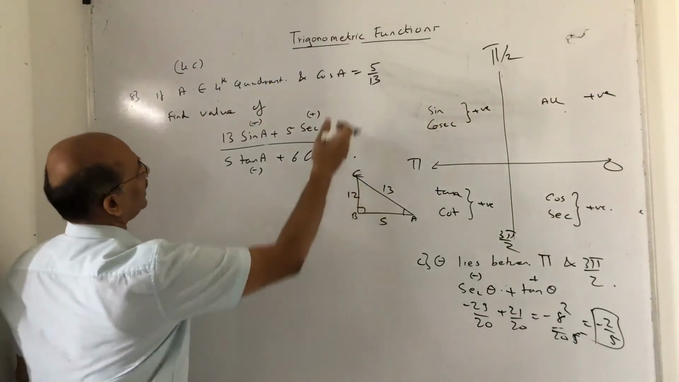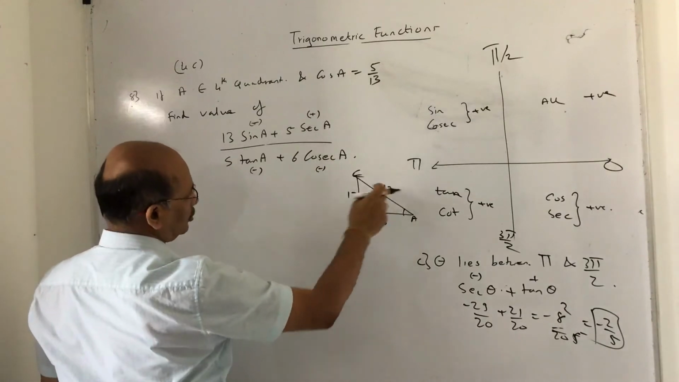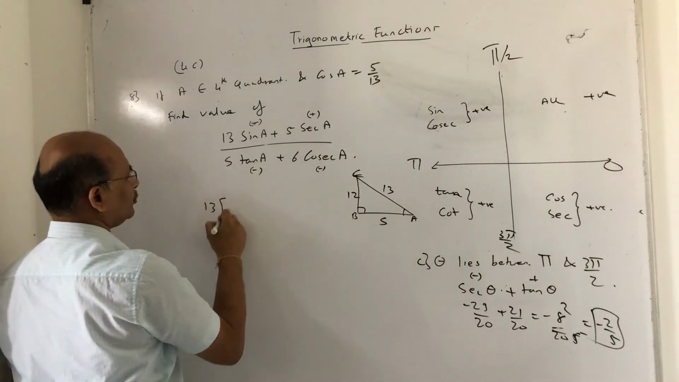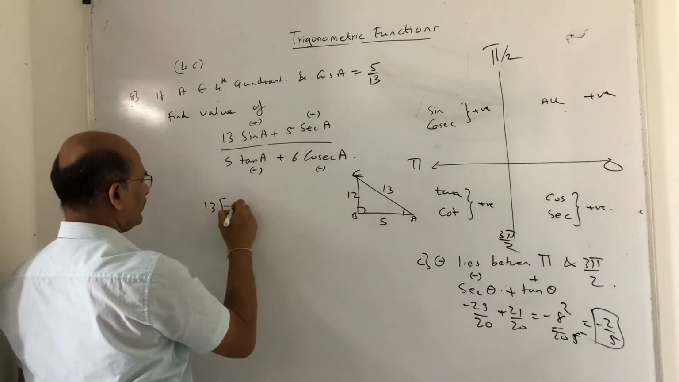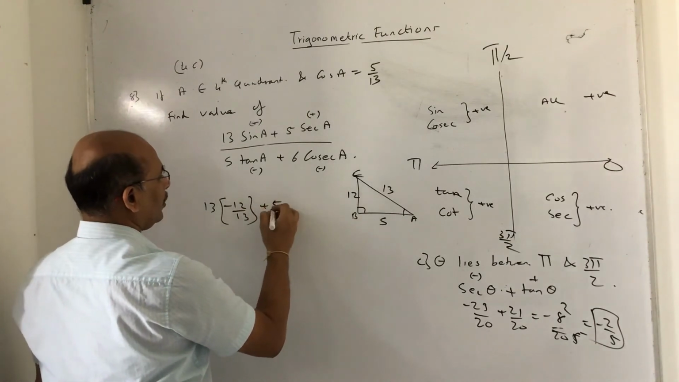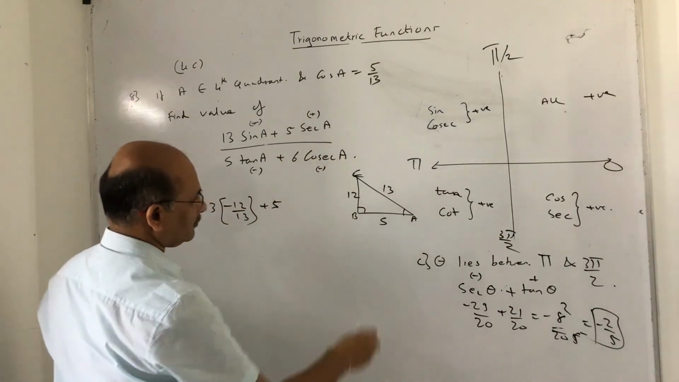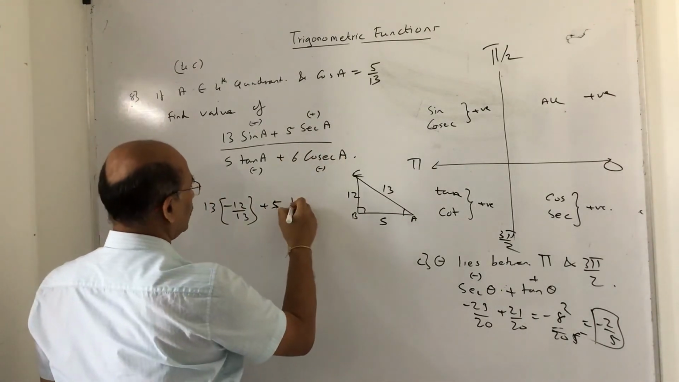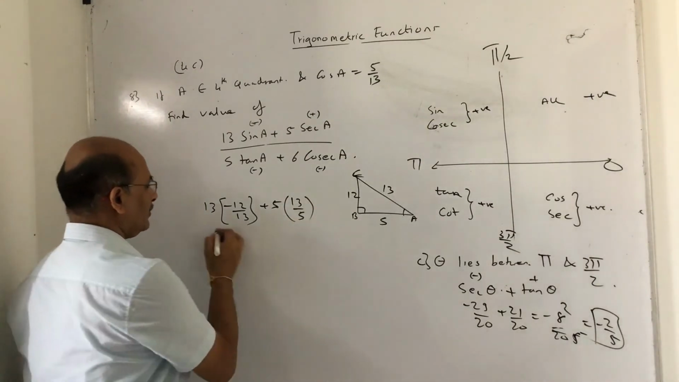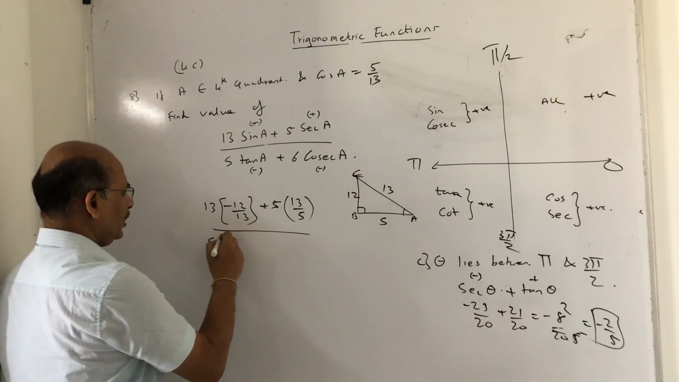Once you get 5 by 13, it is cos, so by Pythagoras theorem you get the missing side. It is just a basic calculation, minus 12 by 13, right, plus 5. What is sec A? Sec is positive. Sec A is nothing but the reverse of cos. So 13 upon 5, right? Okay. Then similarly 5 into tan A.